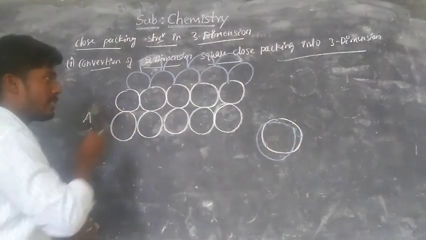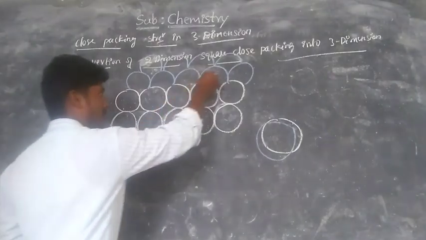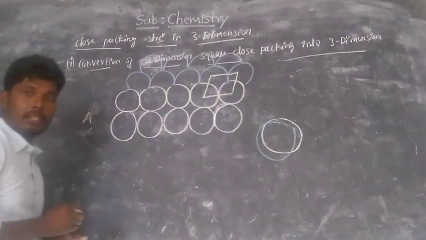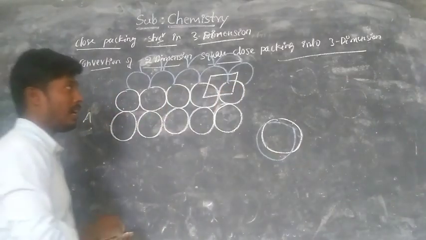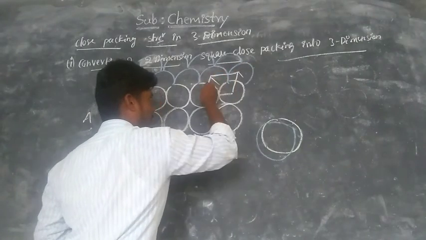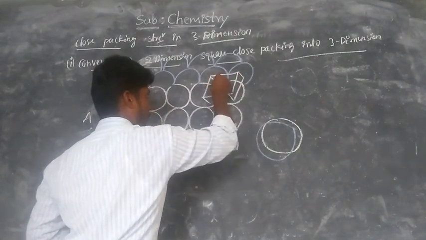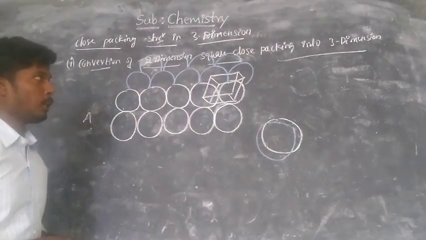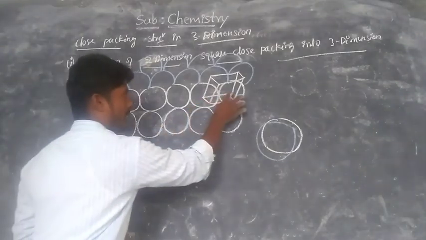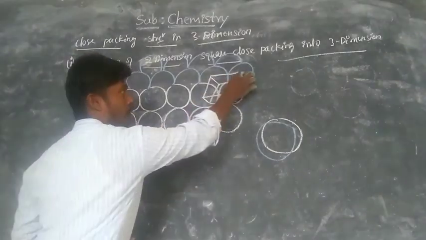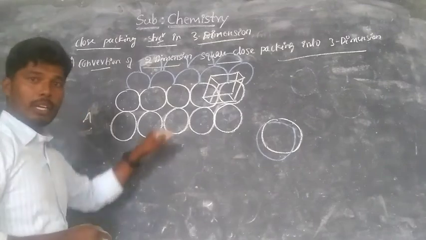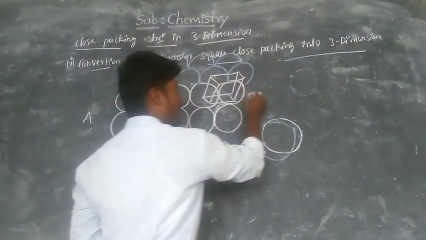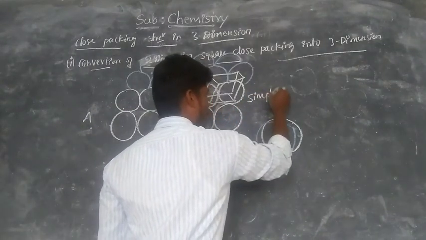Now observe, this is like a square. Means like that. Now simple cubic lattice it is, and at each corner there is one particle. So this is the arrangement you can see in simple cubic crystal lattice.